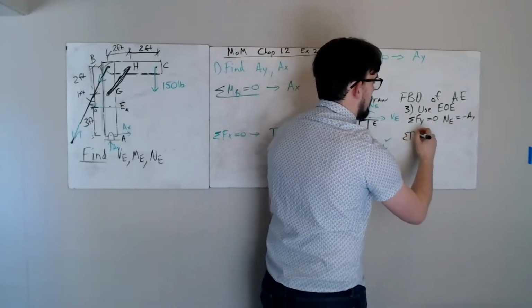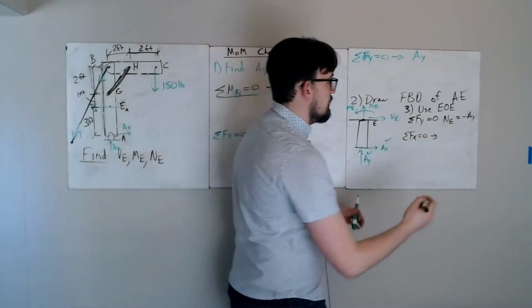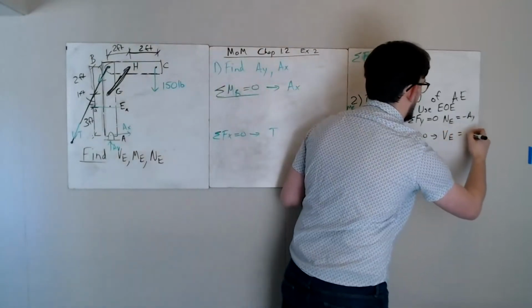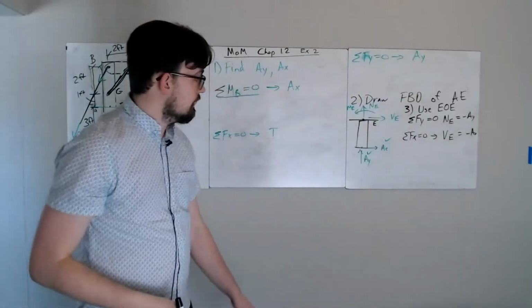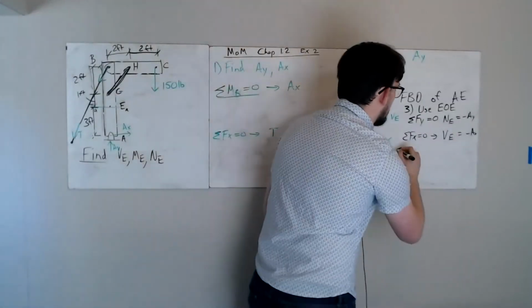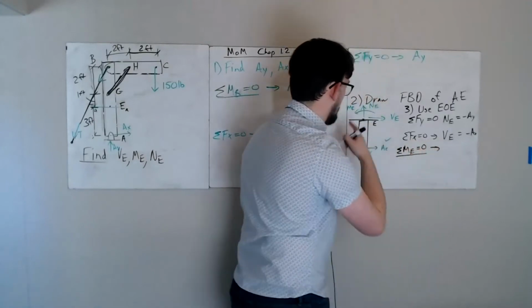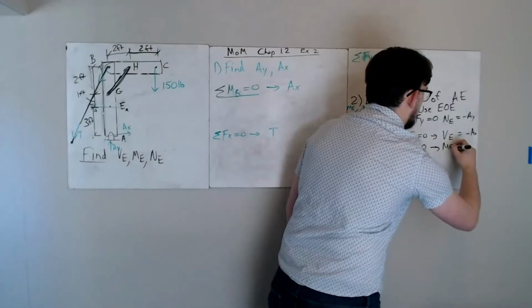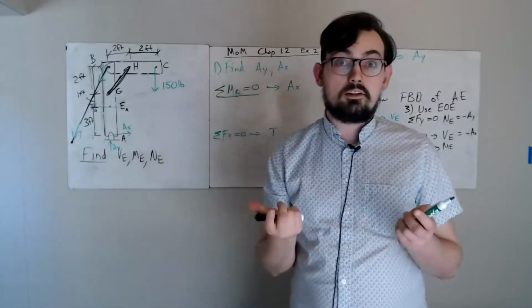From sum of forces in the X is 0, I'm going to find that VE is negative AX. And then I could take a moment about E to figure out what moment E is going to be. And I'll do that in just a second. So there are all of our steps.